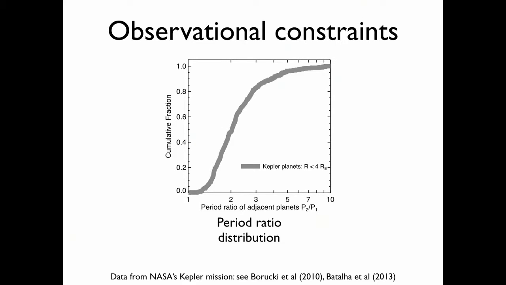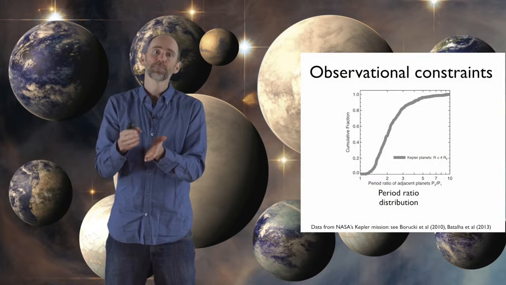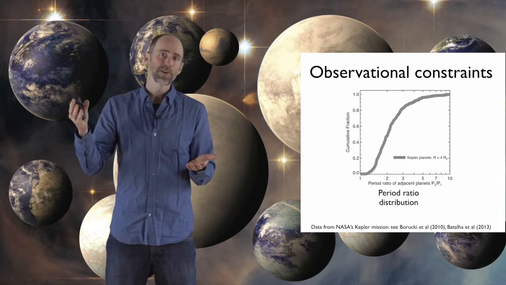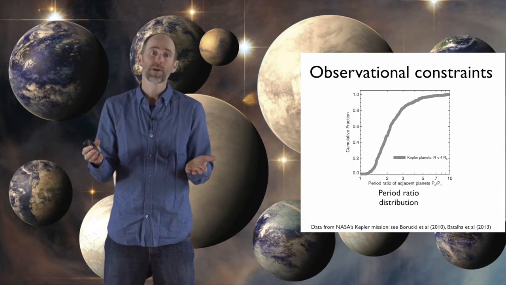The first one is the period ratio distribution. Now, what does that mean? That means in all systems with at least 2 planets, if you take neighboring planets and measure the relative time it takes them to go around their star, that's the period ratio of those planets. And this plot shows the distribution of those period ratios for all of the super-Earths that we know right now.